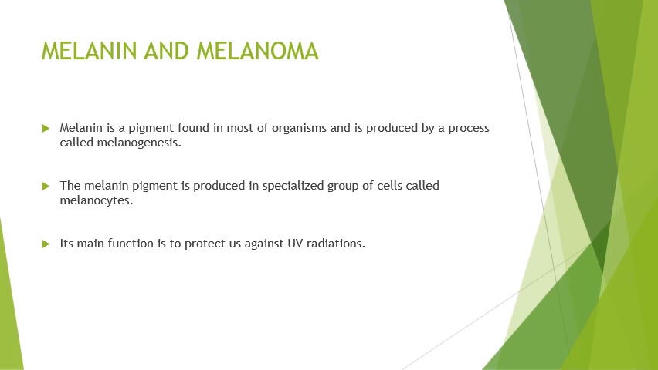It is produced through a process called melanogenesis. Melanogenesis is made up of two words: first is melanin and second is genesis, that is formation. So the production of melanin is called melanogenesis, and melanin is produced in a group of specialized cells called melanocytes. The main function of melanin is to protect us against UV radiation.